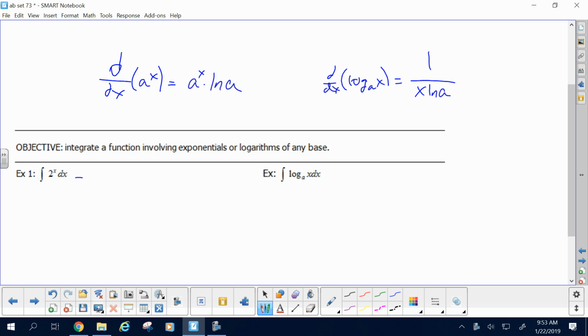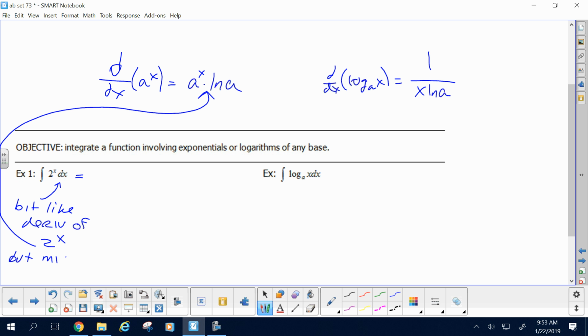Say we did this guy. This is kind of like the derivative of 2 to the x, but it's missing what? If that was truly the derivative, what should be there besides 2 to the x? Log of 2, yeah? Are you with me? If this is truly the derivative, then it should have been 2 to the x times the log of 2 there, and it doesn't have that. If it had that, we would be golden, yeah?